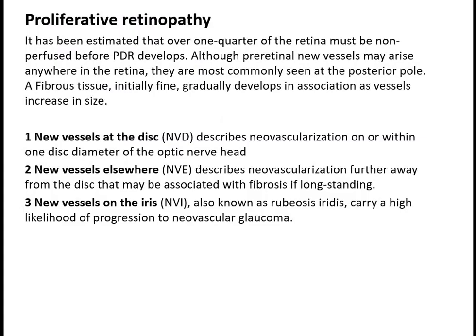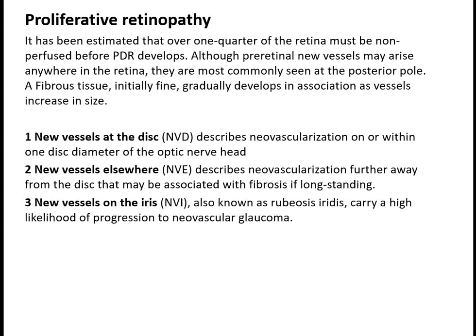Now to proliferative retinopathy. It has been estimated that over one quarter of the retina must be non-perfused before proliferative diabetic retinopathy develops. Meaning more than a quarter of the retina must become ischemic before proliferation of abnormal blood vessels starts.